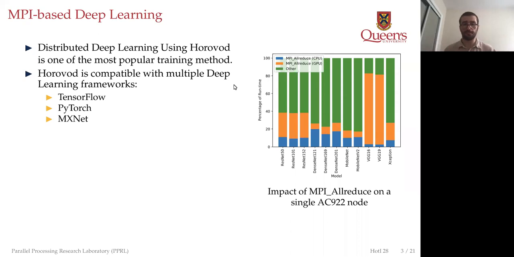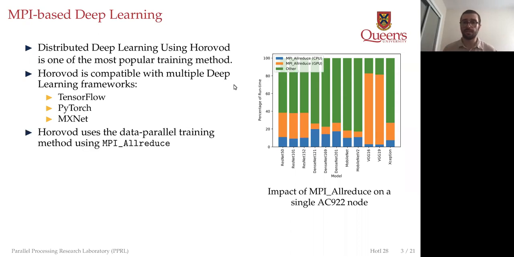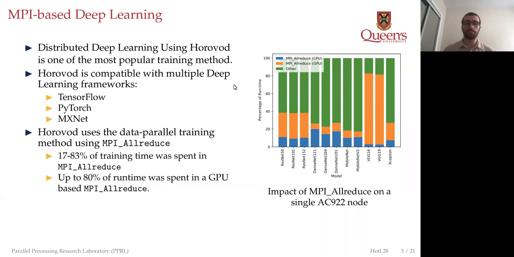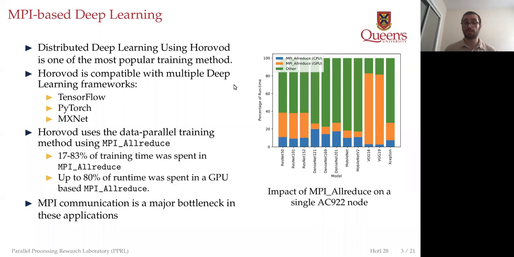So the models would be implemented with those frameworks, and then Horovod ties it all together and is used as a distributed trainer. On the right-hand side, we can see a figure where I profiled the MPI Allreduce usage in a few different models. We can see anywhere from 17 to 83% of application runtime is spent in MPI Allreduce, and up to 80% of runtime is spent just in the GPU-based MPI Allreduce. So we can see MPI communication is a major bottleneck in these applications, and specifically MPI Allreduce with GPU buffers.